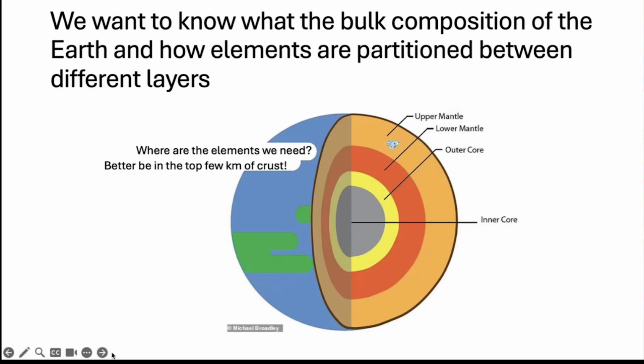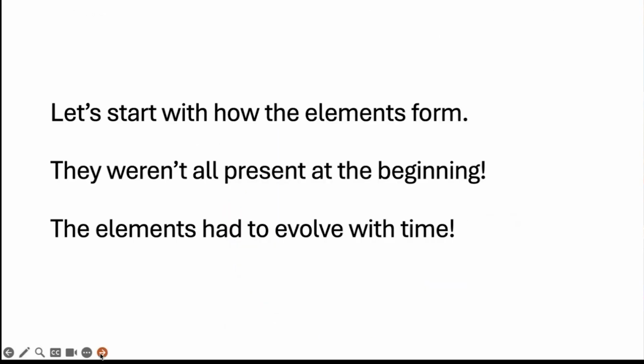All right, we want to know what the bulk composition of the Earth is and how the elements are partitioned between the different layers. Where are the elements we need? Well, they better be near the surface, because otherwise we're not getting to them, as we'll see. So let's start with how the elements form.